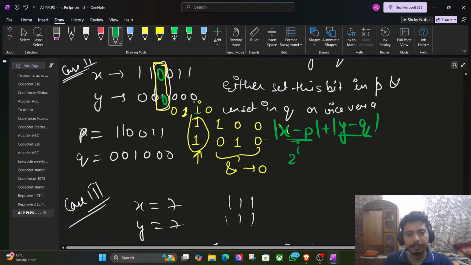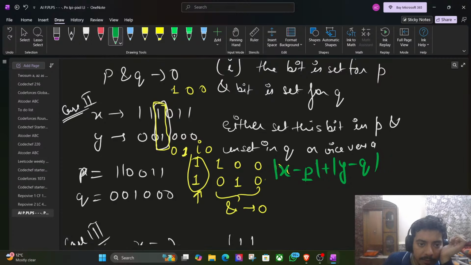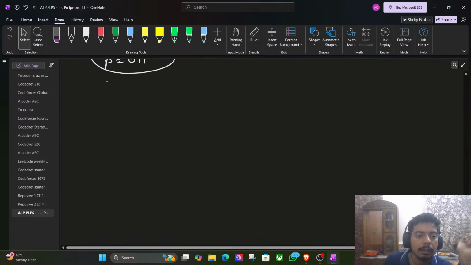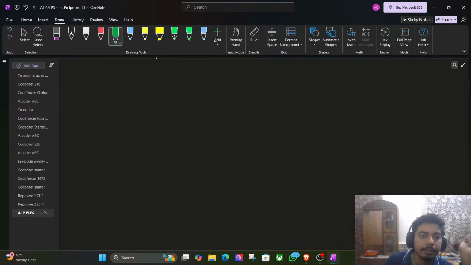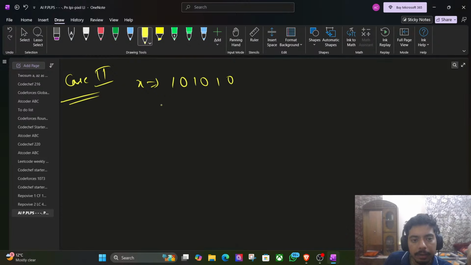Okay, so here I can put either 1 0 or 0 1, correct? So if I'm putting 1 in this and 0 in this, I have to check for the equation. Look, I can write it. So for the case 2, it might be possible, like for x is 1 0 1 0 1 0 and y is 0 0 1 0 1 0. Okay, so this is our x and y.